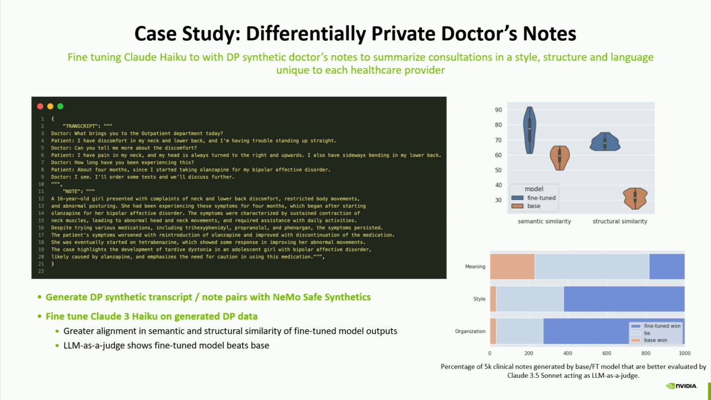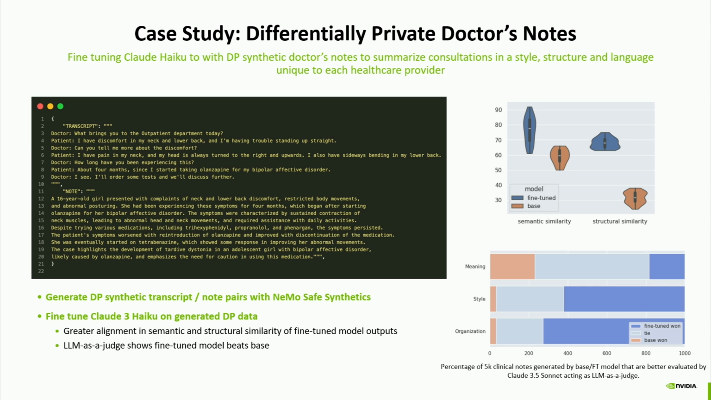And so the idea of this example is, can we generate synthetic patient notes based on an interaction to summarize consultations in a style, structure, and language that is unique to a healthcare provider, so to my doctor. And so we took this private data set, generated a differentially private version of it, and then fine-tuned Claude 3 Haiku, something that might be used in production in a hospital system, right? To generate something that looks and feels like what the doctor is expecting. And so this is personalized to a doctor.